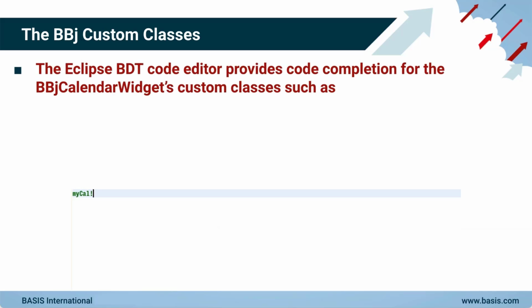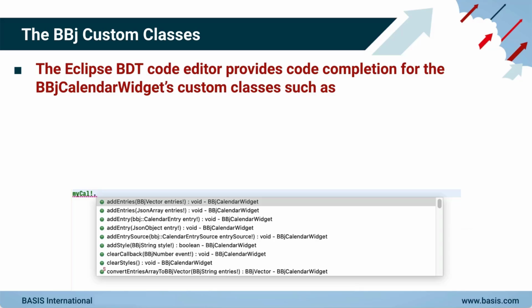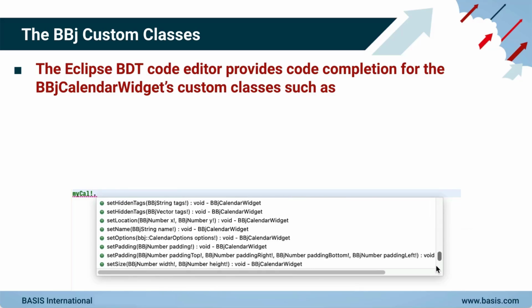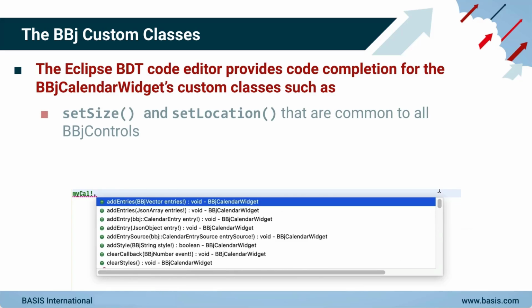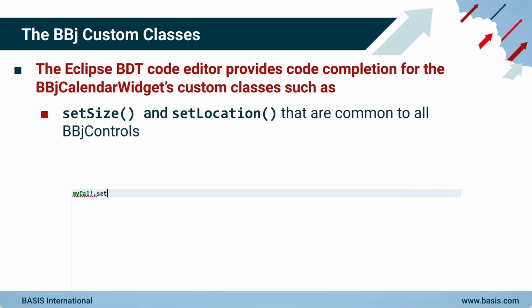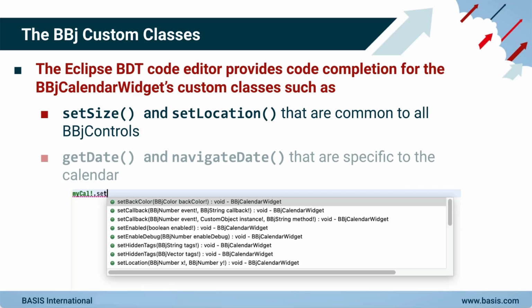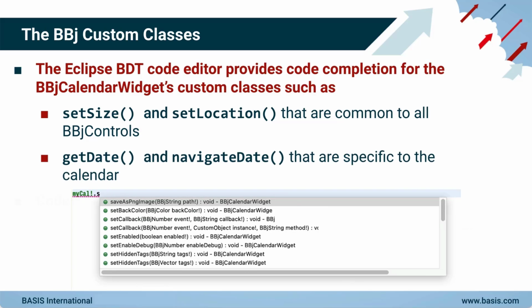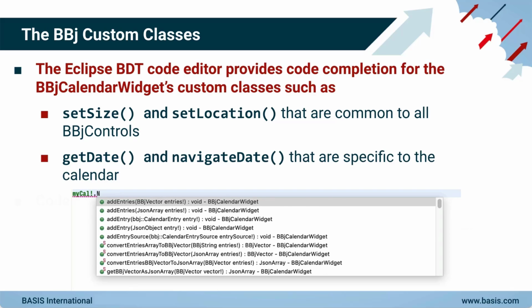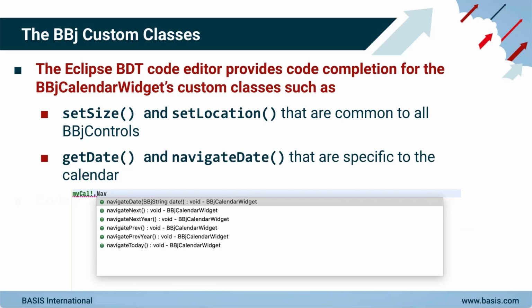when writing code in the Eclipse BDT editor. We're presented with all the methods for the object, including generic ones like setSize, setLocation, that are common to all BBJ controls. Other available methods, like getDate and navigateDate, are specific to the calendar object itself. Code completion like this really helps give the developers an overview of what each class object can do, and can dramatically speed up the development process.